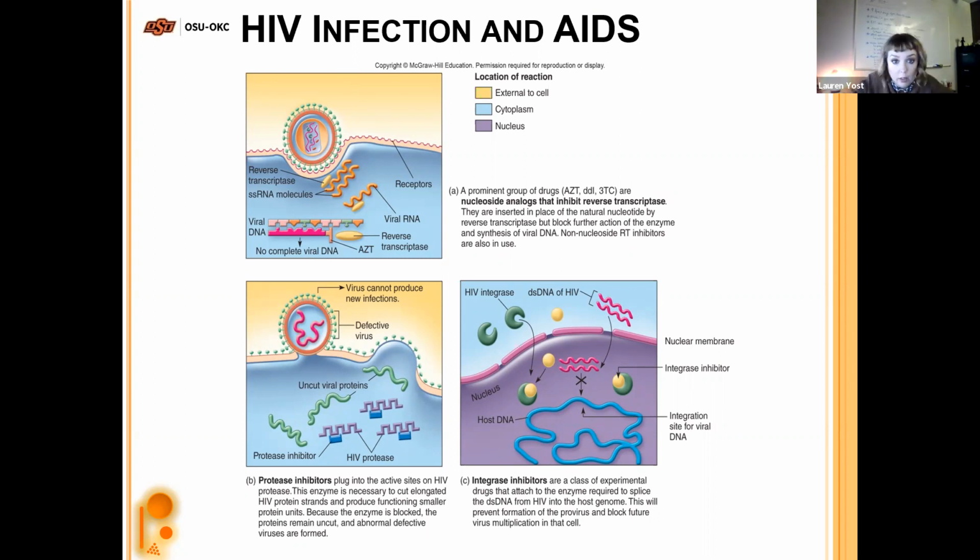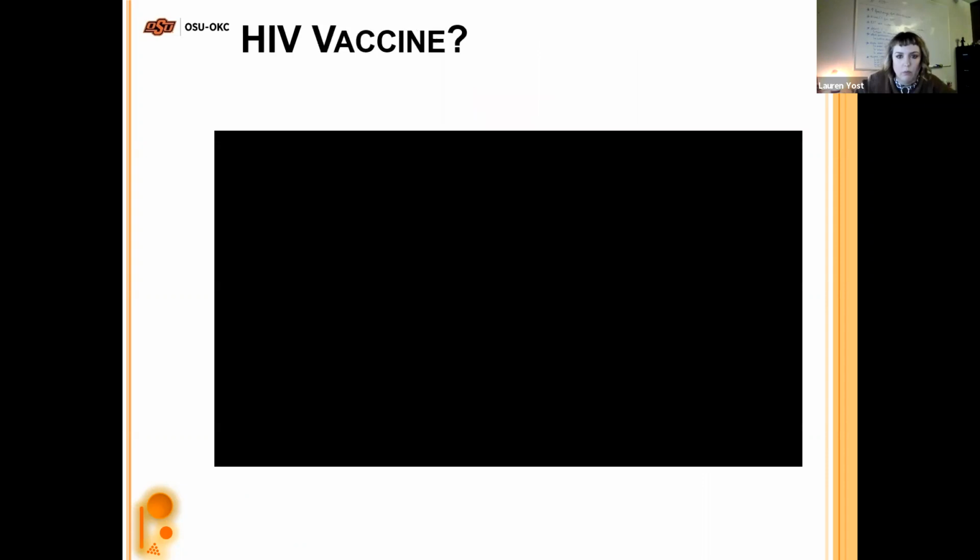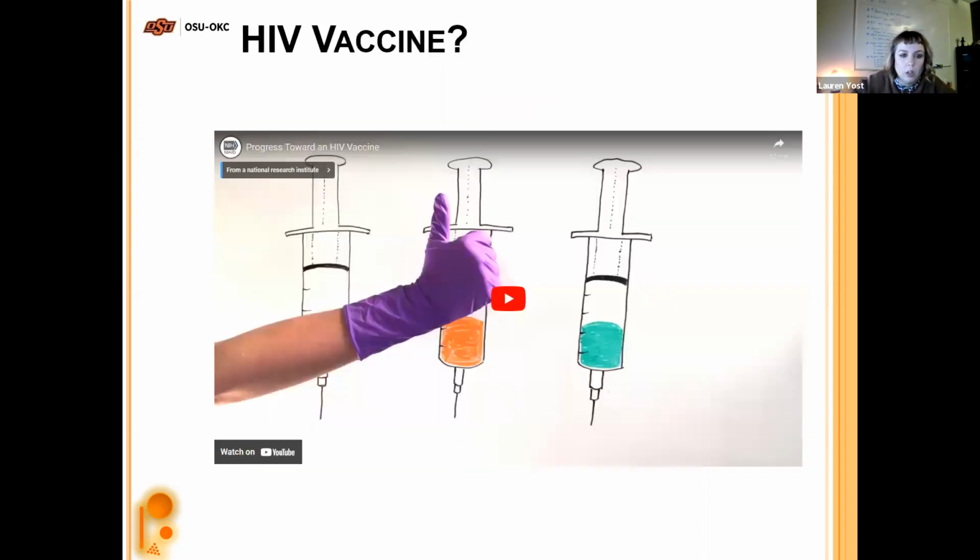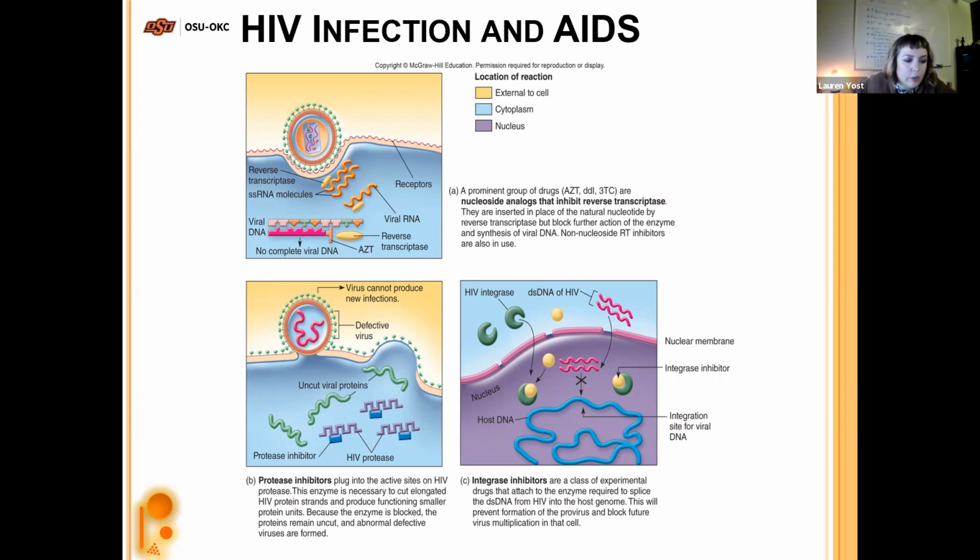Right, so sorry. We have drugs like AZT, DDI, and 3TC. These are nucleoside analogs. They inhibit reverse transcriptase because they mimic nucleosides, like base pairs in the DNA, so that the reverse transcriptase can't keep going. You can see here, this is the AZT, and this is saying the reverse transcriptase in the yellow can't work anymore because AZT is on there. So that's how those work.